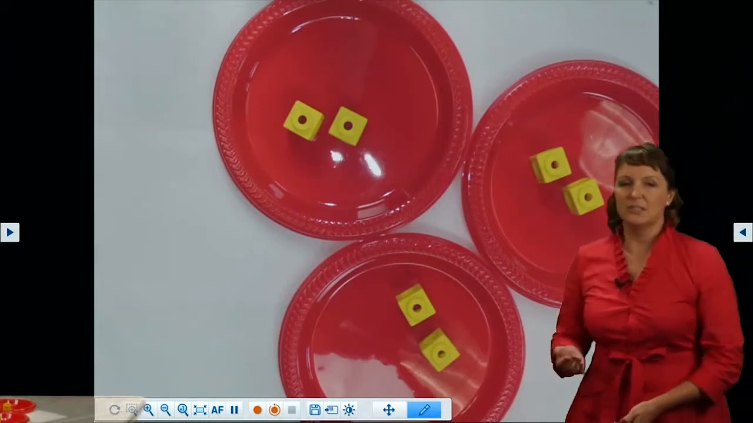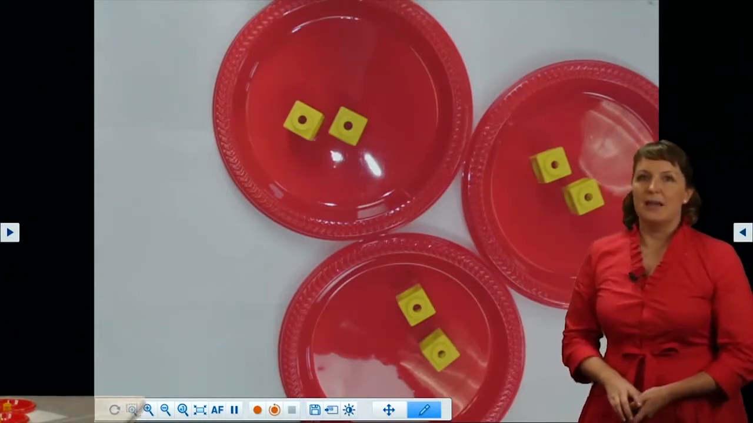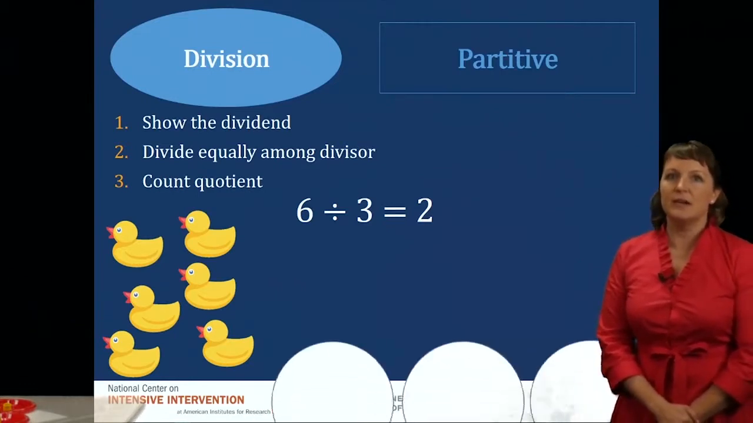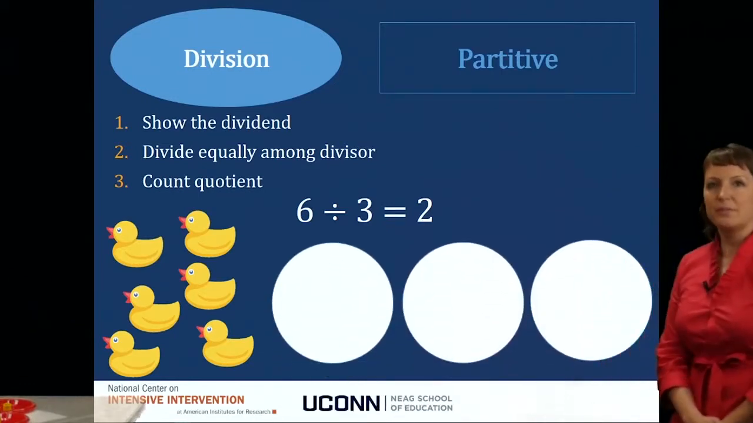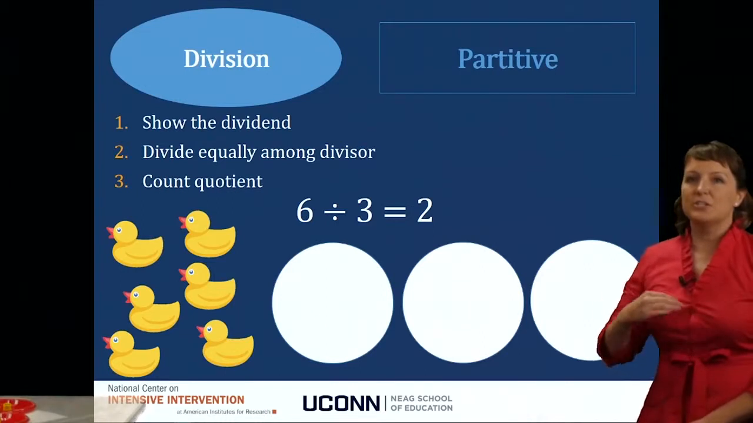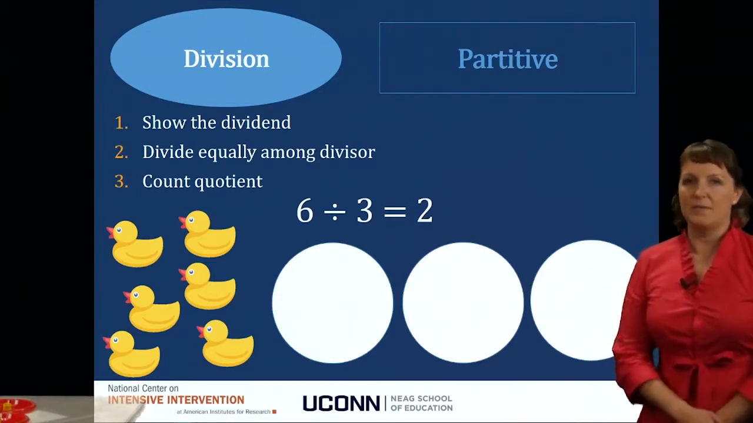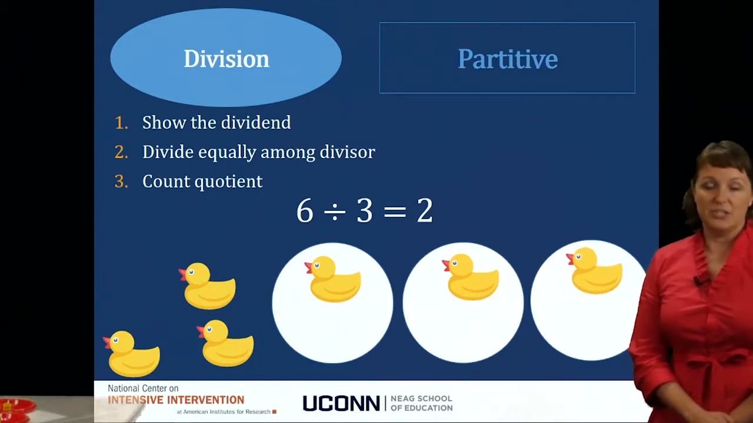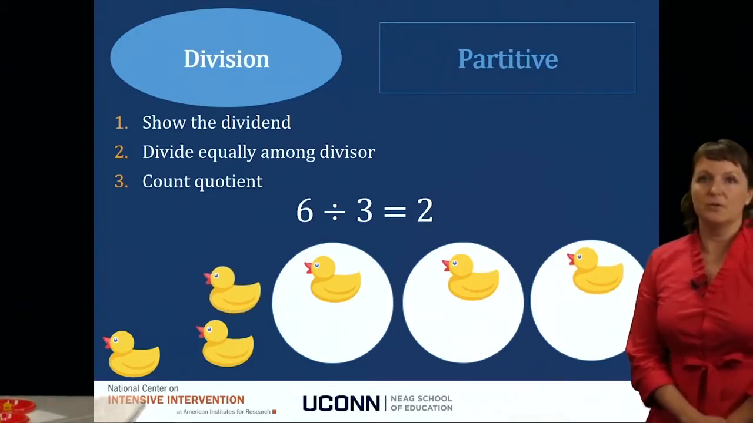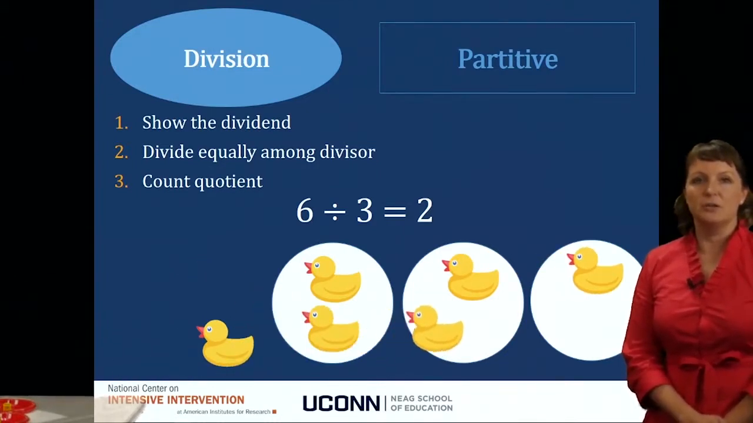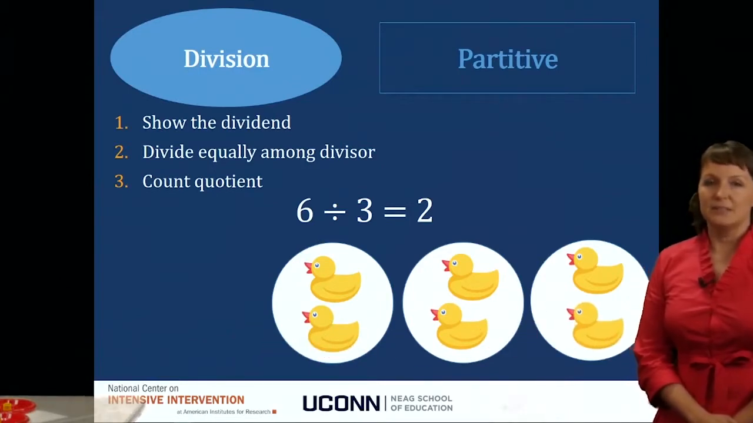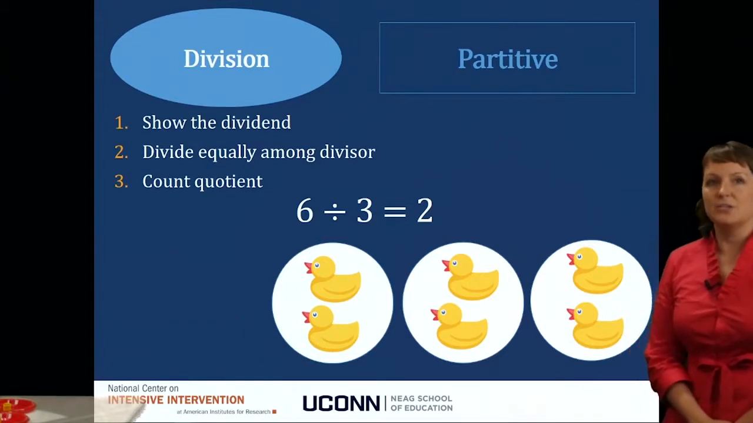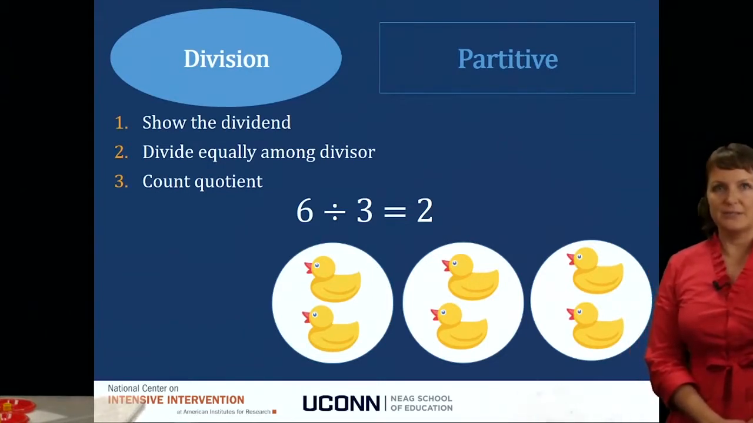They're yellow, just a little bit like my cubes. And with my ducks here, I have my 6 ducks, and I'm going to divide them equally among 3 groups. So there are my 3 groups. And remember, I'm going to distribute the ducks one at a time among the groups. So 1, 1, 1. There's still ducks that need to be distributed, so 2, 2, 2. So when I have 6 divided by 3, or 6 partitioned into 3 groups, each group has 2 ducks.